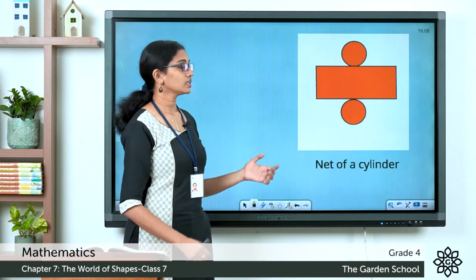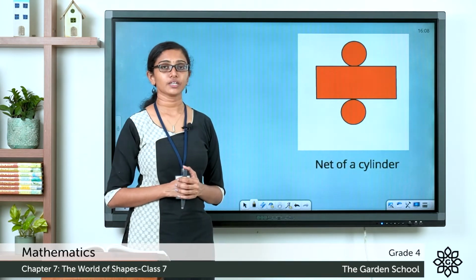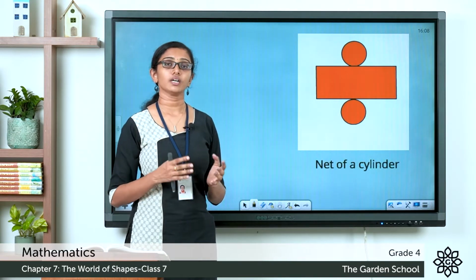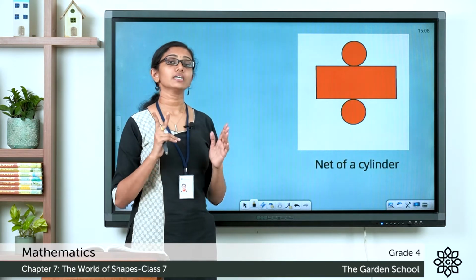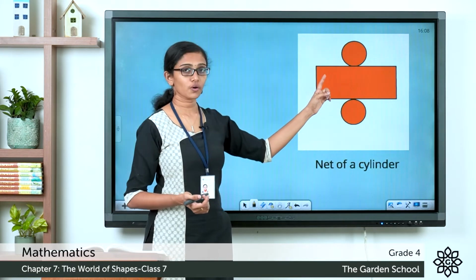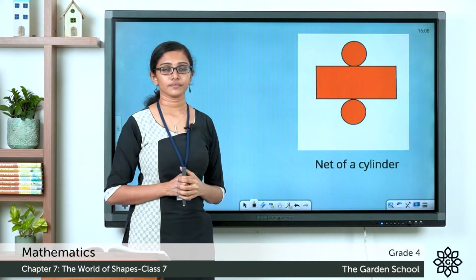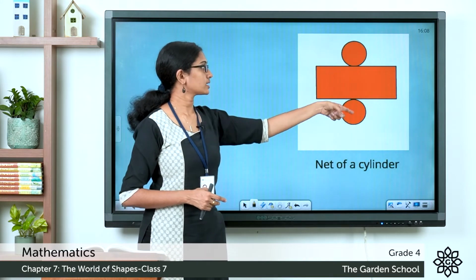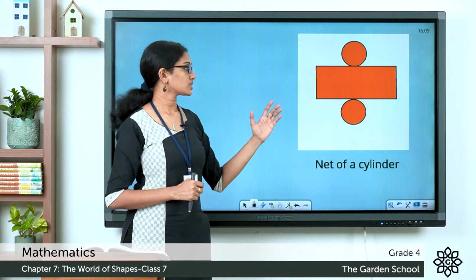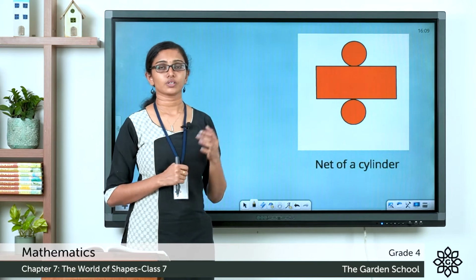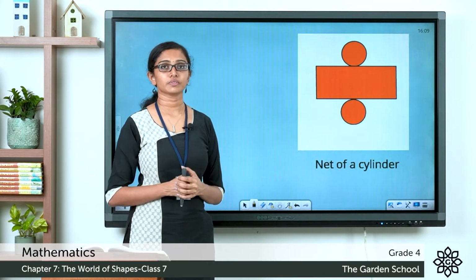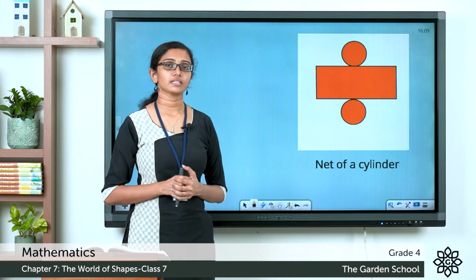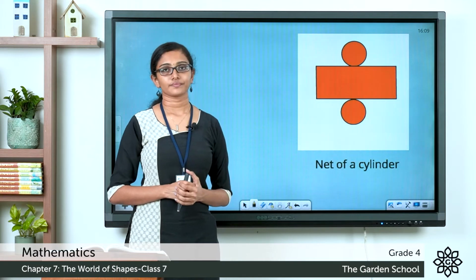And what about the net of a cylinder? A cylinder has one curved face and two flat faces which are circular in shape. When you cut open the curved surface of the cylinder, when you unfold it, you are going to get a rectangle. When you unfold the flat faces, which are circular, you are going to get these two circles. So this is the net of a cylinder. So you see how these 3D shapes were unfolded to get 2D patterns. And these 2D patterns are called nets of the solids.